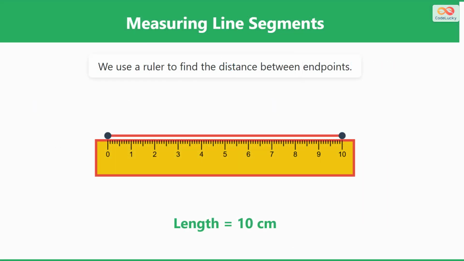Because a segment is finite, we can use tools like a ruler to find its length. We simply align 0 with one endpoint and read the number at the other endpoint. For example, this segment is 10 centimeters long.